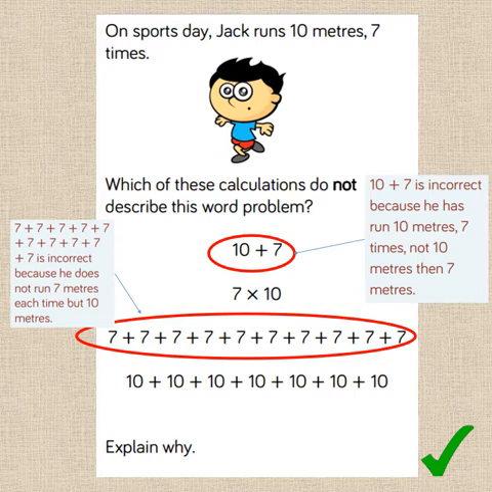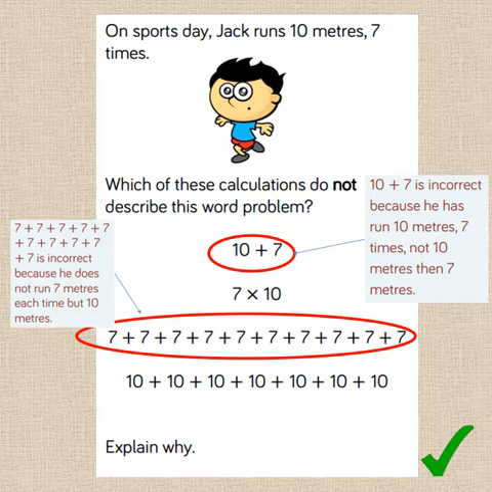So if you got that right, well done. 7 multiplied by 10 is correct. It does represent 10 metres 7 times, and we know it doesn't matter which way round you multiply a number. And then the next one that's wrong, that does not describe the word problem, which you should have put, is the 7 add 7 add 7 add 7 add 7 add 7 add 7 add 7 add 7 add 7. Because he doesn't run 7 metres each time. He runs 10 metres. Okay, so you should have had that one.